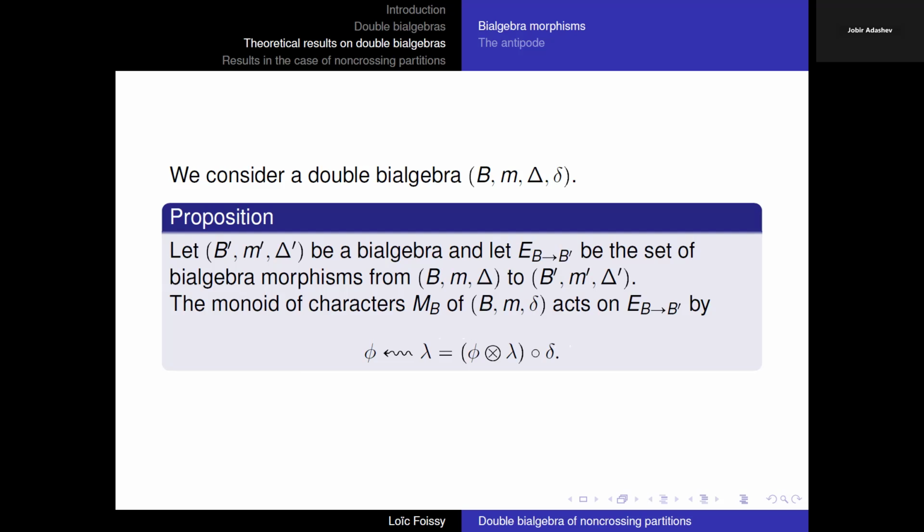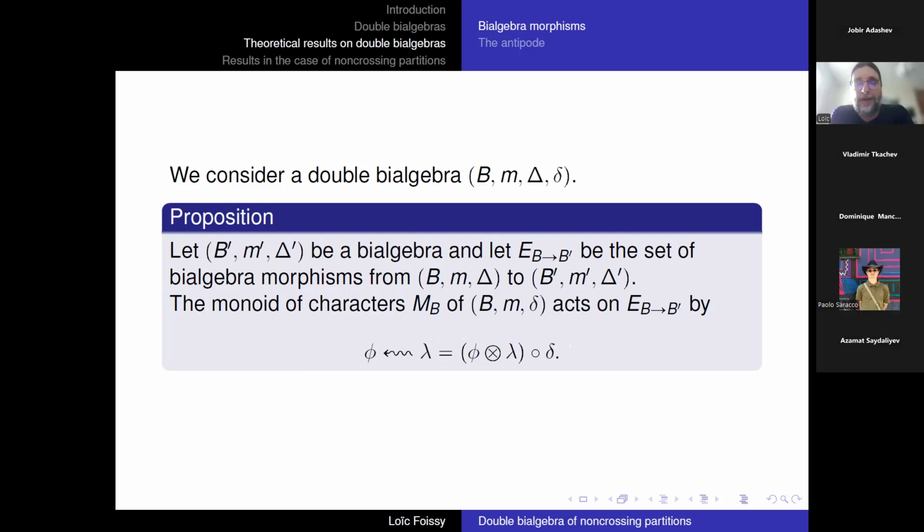So what does this mean? In fact, if you manage to define a bialgebra morphism for the first coproduct, you obtain a lot of bialgebra morphisms just by the action of characters. So this means that you have a means to deform any morphism you want just by the action of a character.